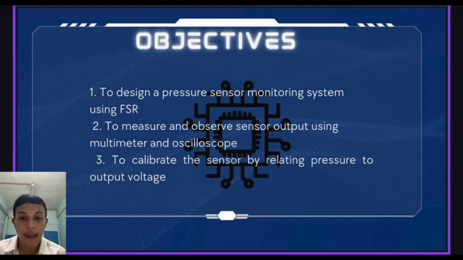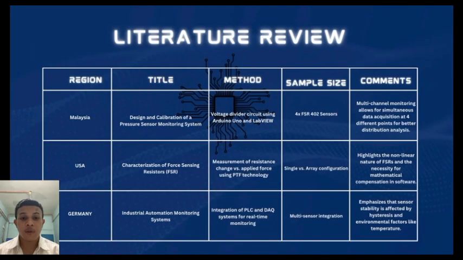for real-world application. For the study from Malaysia, the title is Design and Calibration of a Pressure Sensor Monitoring System. This means the study focuses on designing a pressure sensor system and also calibrating the sensor so that the reading becomes accurate. So the method, they use the concept of a voltage divider circuit with a force sensitive resistor, or we call FSR, and connect it with an Arduino Uno and LabVIEW.